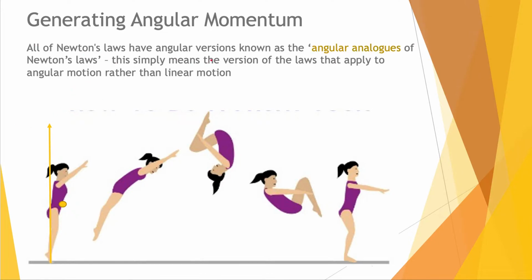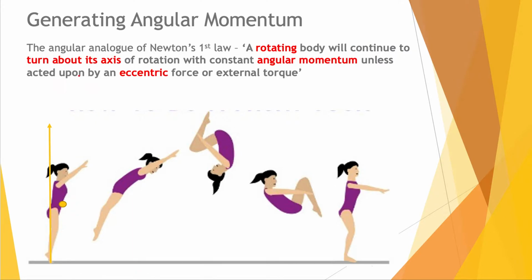So all of Newton's laws have an angular version, and they are known as the angular analogue. And that's important because they could use that word in an exam, angular analogue. It's on the specification. It just means the angular version of Newton's laws. And it's how we're going to apply Newton's laws, the laws that we learned last year, which we can apply to linear motion. We need to use the angular analogue of Newton's laws when we're looking at angular motion. So the only one of Newton's angular analogues that you actually need to know is Newton's first law.